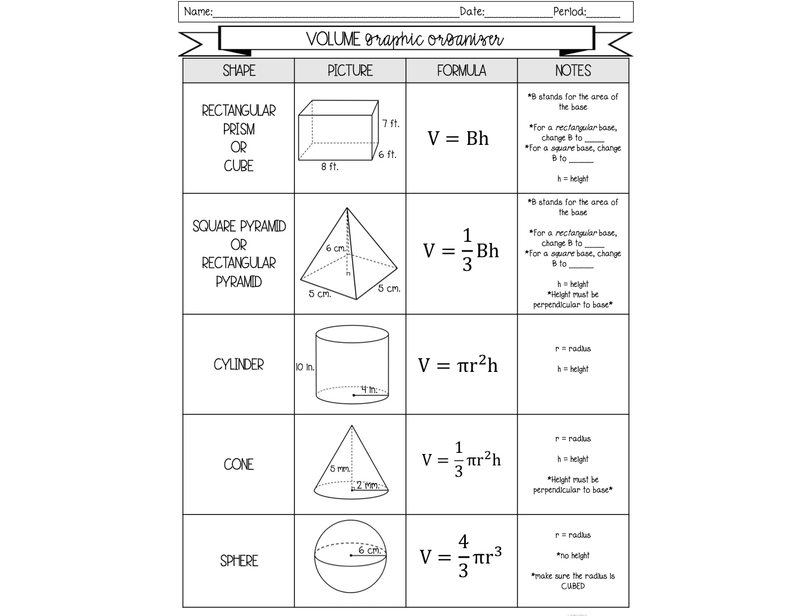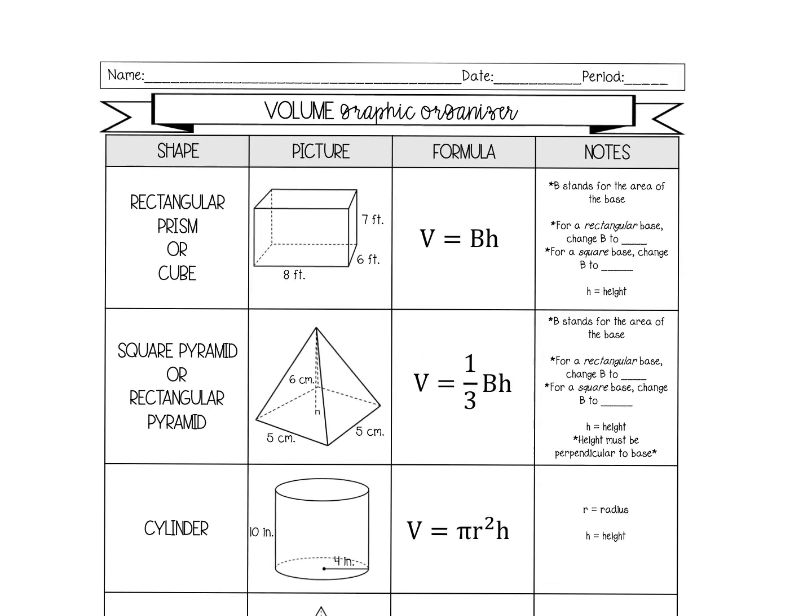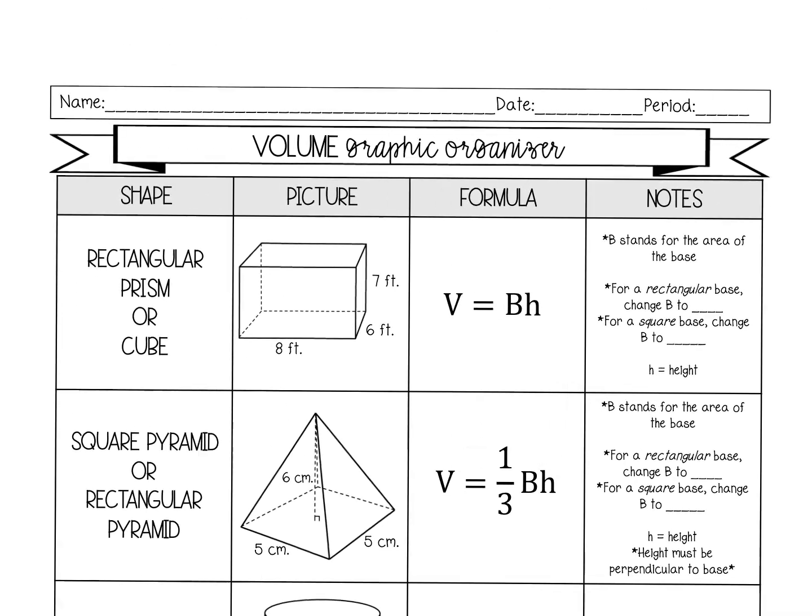Today we're going to go over the volume graphic notes. We're going to start with the rectangular prism or cube. The formula is the base times the height, but this base stands for the area of the base. So you can also think of them as length times width times height. This is a formula you guys have seen before.